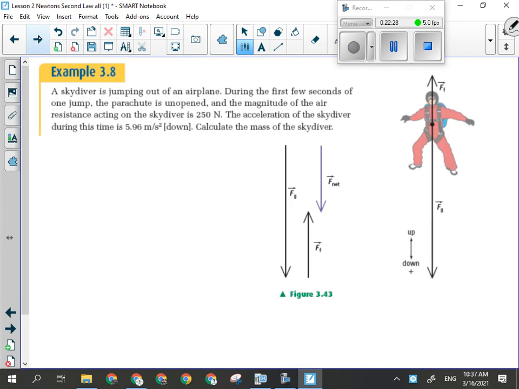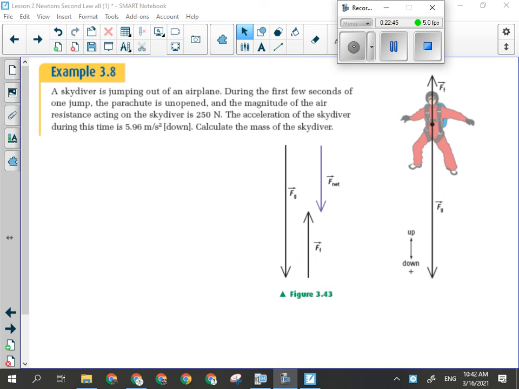Alright, there's a differential acceleration method question. Now it's a skydiver instead of an engine. See if you can figure out the mass of the skydiver. Basically the same method we just used. See if you can apply it to this question.